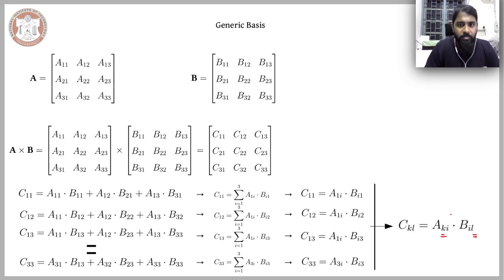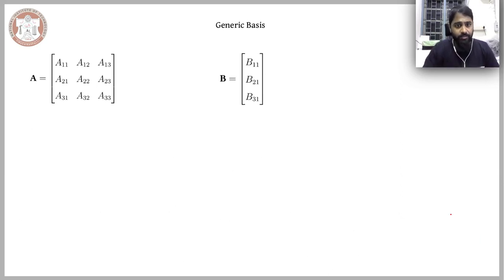Now finally, we'll consider one other matrix multiplication, and with that we will wind up our discussion on the Einstein notation. Now let us consider the product of matrix A with the column matrix B.